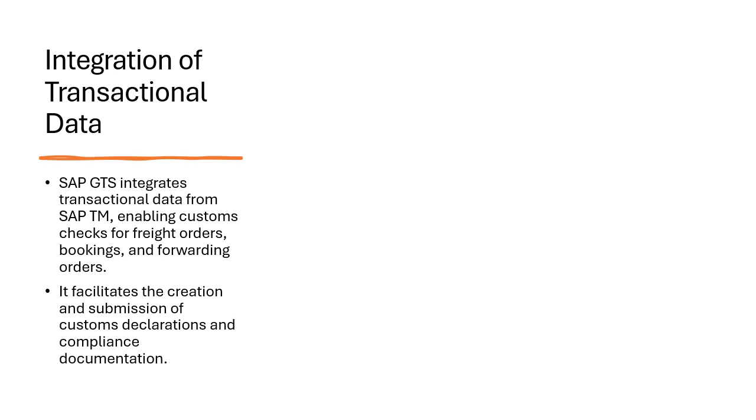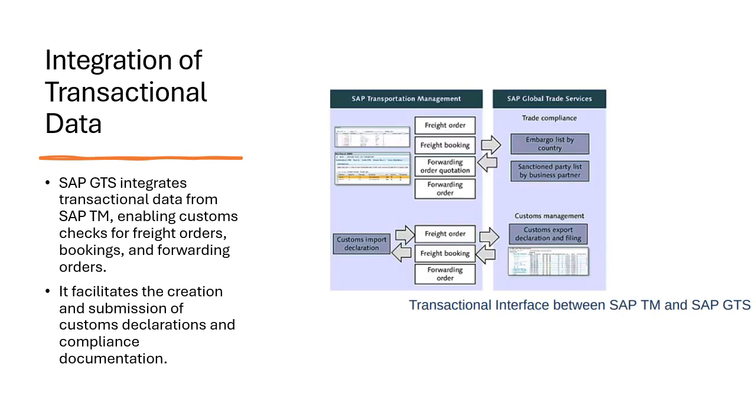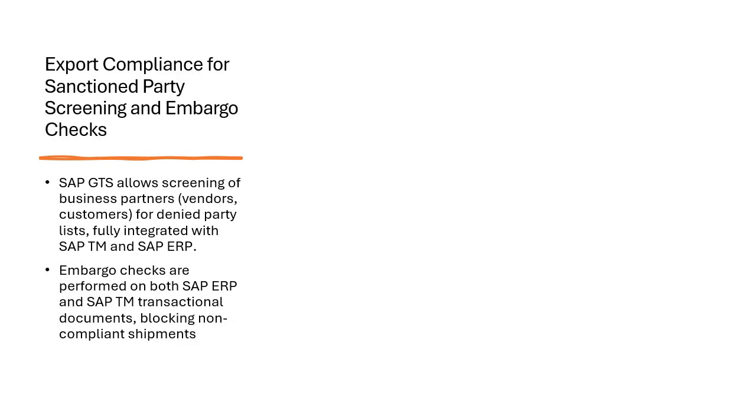This integration allows real-time compliance checks and customs declaration generation during transportation planning. And this image shows the transactional flow between SAP TM and SAP GTS. This shows how various transportation documents such as freight orders and forwarding orders interface with SAP GTS for compliance validation. Next is the export compliance for sanctioned parties screening and embargo checks.